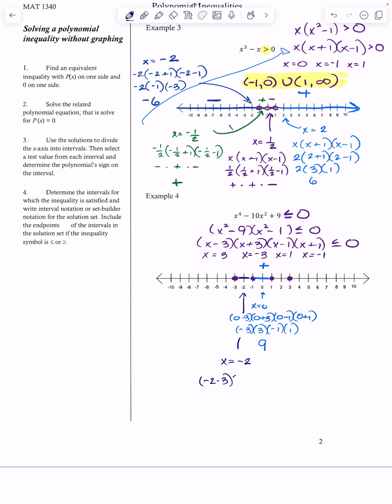So let's go with -2. I get -2 minus 3, -2 plus 3, -2 minus 1, and -2 plus 1. Really, I only care whether each of these values is positive or negative. Sometimes students aren't super comfortable with that and they want the actual numbers. I get -5 times 1 is -5, times 3 is positive 15, times 1 is -15. So I am negative between -3 and -1. Let's see what happens over here between 1 and 3. When x equals 2, I get 2 minus 3, which is -1, 2 plus 3, which is 5, 2 minus 1, which is 1, and 2 plus 1, which is 3. I get -15 here as well.